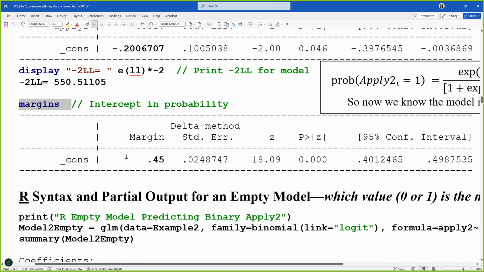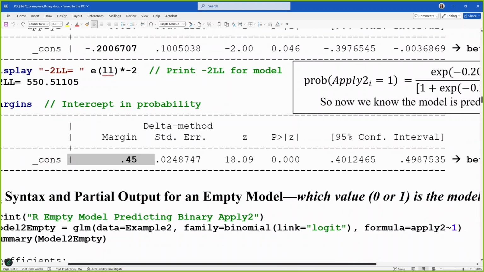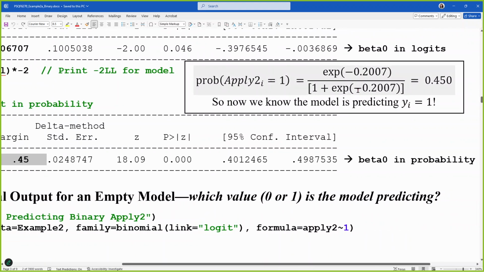The word margins is used to generate predicted values. Normally, you say over a range of predictors that you want the prediction for, but we don't have any predictors. So I just write margins. It's like, okay, here you go. Margin is 0.45. That number look familiar? So did it actually take the 0.2 whatever and transform it back to what we were actually wanting to look at? Yeah, this is what it just did for us, this text box. E to the logit over 1 plus e to the logit. So the probability of apply being 1, meaning you're going to go to graduate school, is 0.45. That was the proportion of 1s in the data.